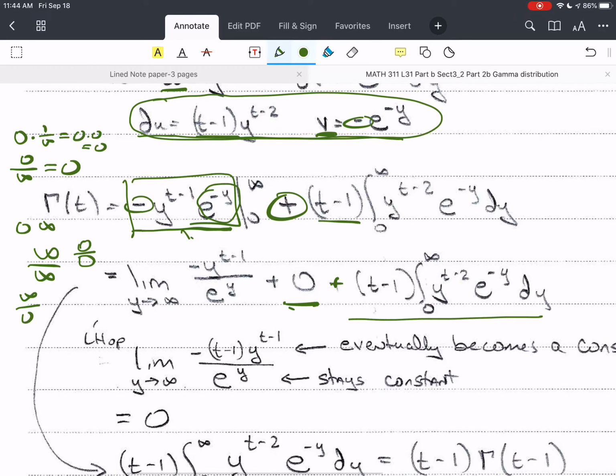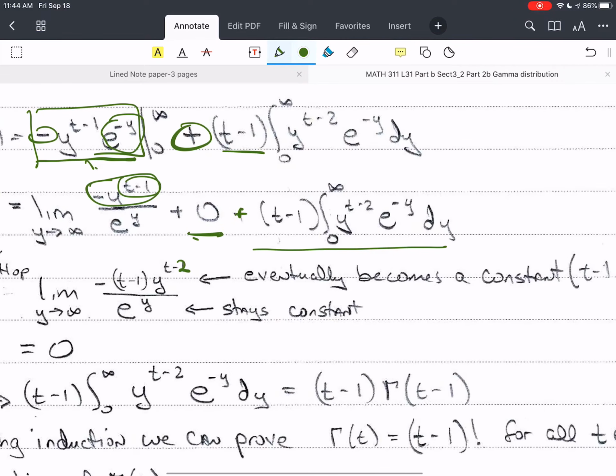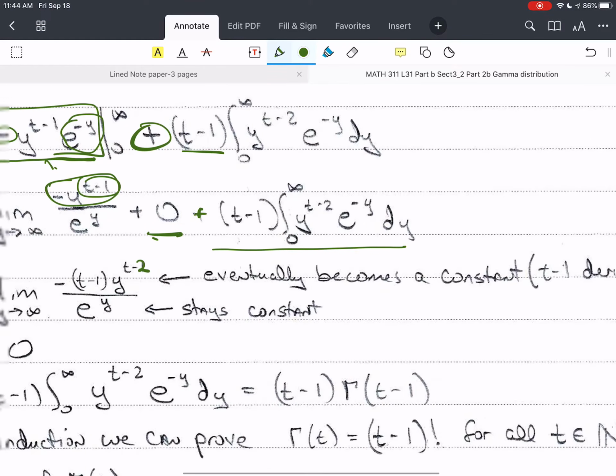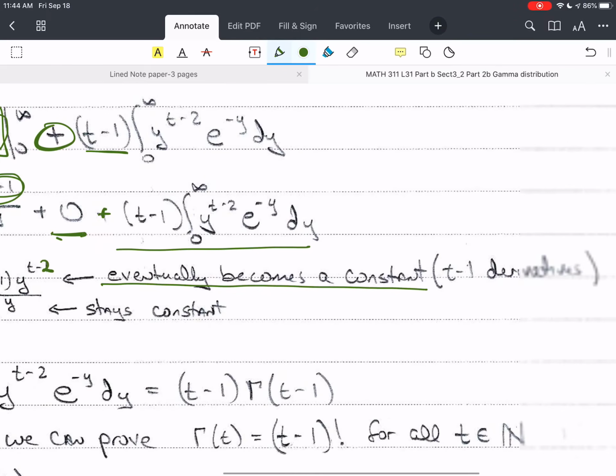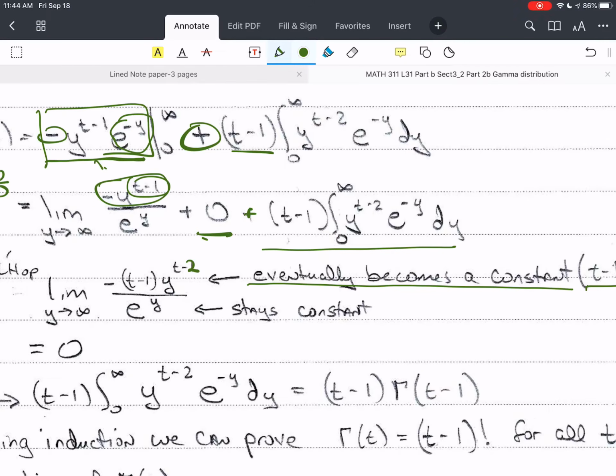I still have my integral over here. And so with L'Hopital, I take the derivative of the top, which is going to give me, it's negative here, but this is positive. So negative t minus 1, y to the t minus 2. I missed that, sorry. So don't forget to subtract 1 from your exponent there. And then I end up with e to the y, the derivative of that is still e to the y. So it stays the same. It's going to stay constant. And what I've pointed out here is that eventually this becomes a constant after I take t minus 1 derivatives. So I could keep taking L'Hopital's derivatives over and over and over again.